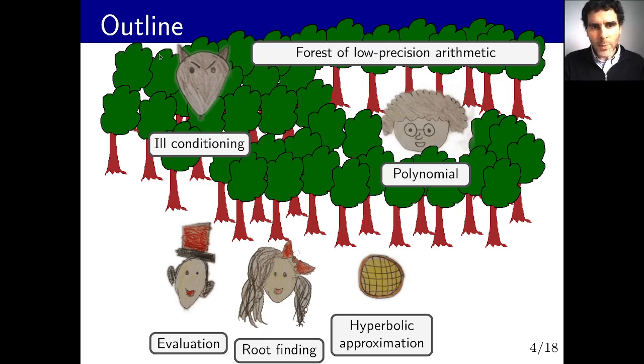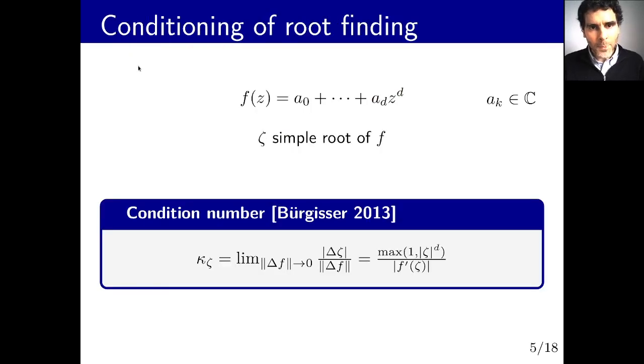So first I detail a bit what a condition number is, so what the condition number is for the problem of finding the roots of a polynomial. So this is the following. I have a polynomial. I have a simple root of this polynomial, zeta. And then the condition number is simply the ratio between the perturbation of the roots that we have when we do a perturbation on the coefficients. So we do this ratio, we look at what happens when the perturbation of the coefficients goes towards 0.